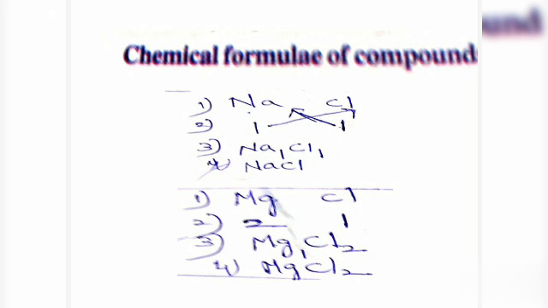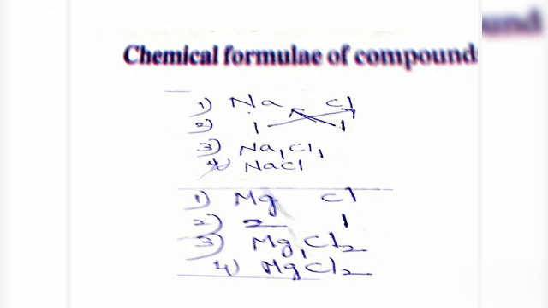Next, third step, interchange the valencies. Sodium's valency 1 we should write downside of chlorine, and chlorine's valency 1 we should write downside of sodium. Now write how it will come: Na1 Cl1, which means finally we will get NaCl. NaCl is the formula of sodium chloride.